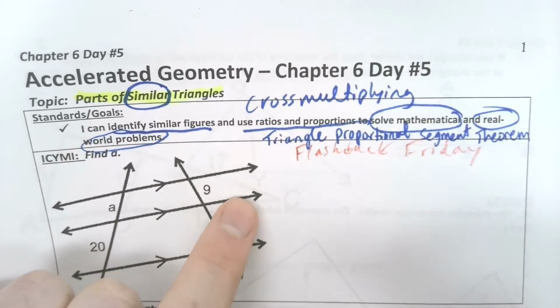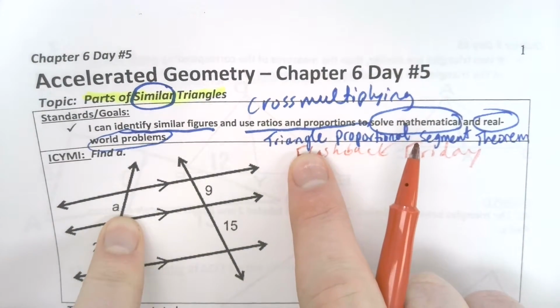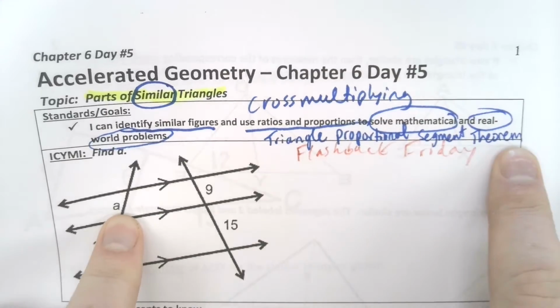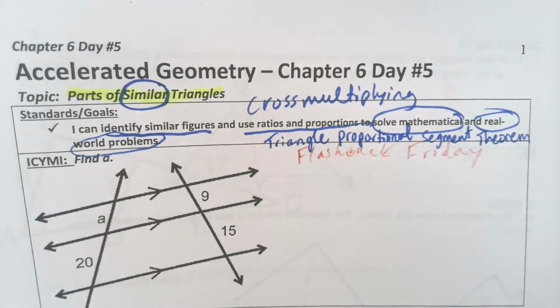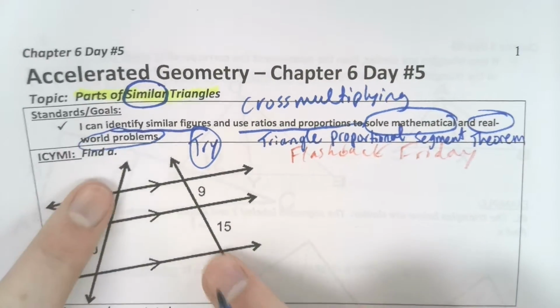We got a problem from yesterday, guys. We want to find A. This involves yesterday's theorem, the triangle proportional segment theorem. And I want to give you guys a chance. See if you can try this first problem for me, please. Let's see if you guys can find A.